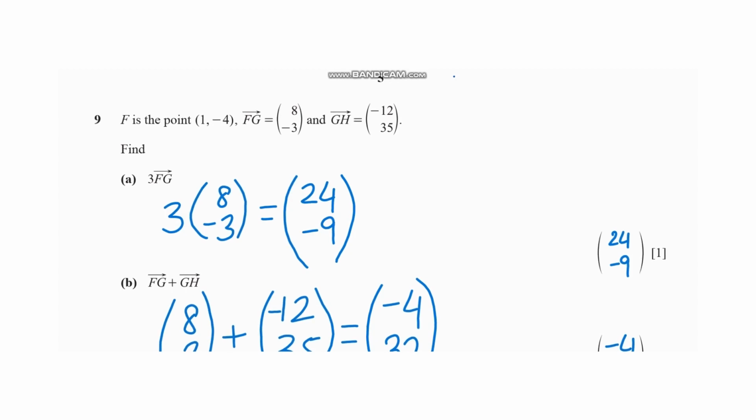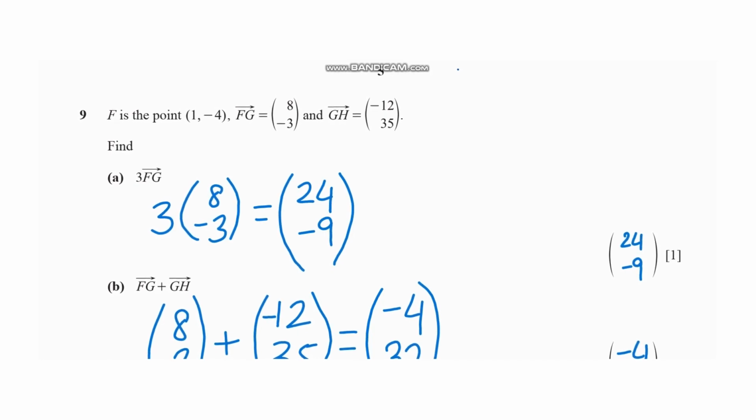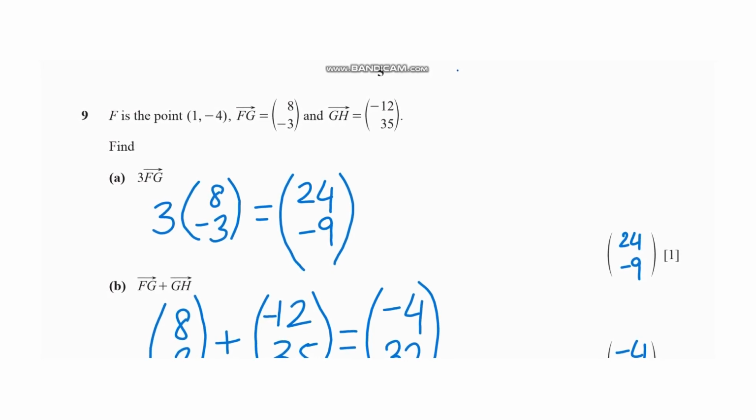Question 9 states F is the point (1, -4). FG is 8 over -3 and GH is -12 over 35. Find part A, 3FG. So what we will do is multiply 3 by FG. 3 times 8 is 24 and 3 times negative 3 is negative 9. So the answer will be 24 over negative 9, and this will be the final answer.